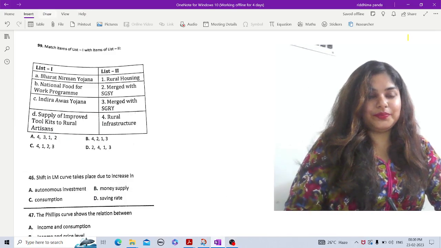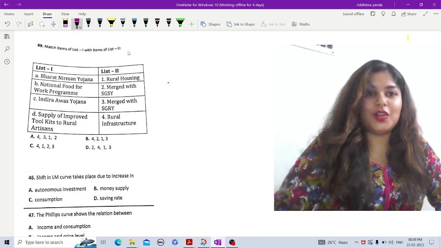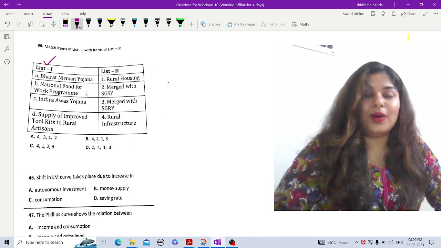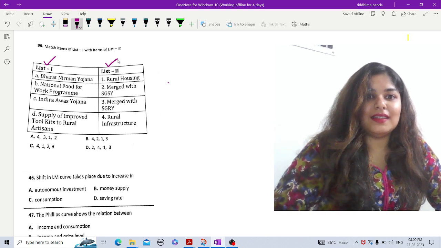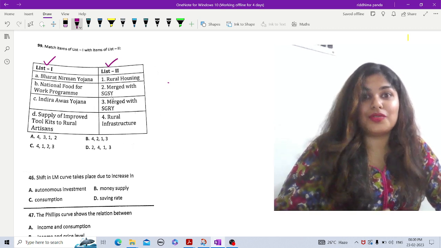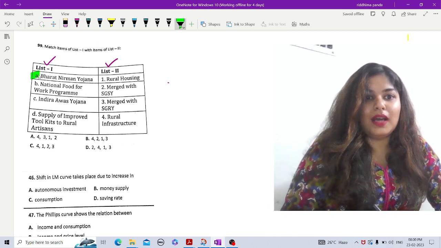So here is a question. Let's match the following. As you can see, list 1 is about different yojanas, schemes, and list 2 is the concepts or objectives related to those schemes. So to start with, the first one is Bharat Nirman Yojana.